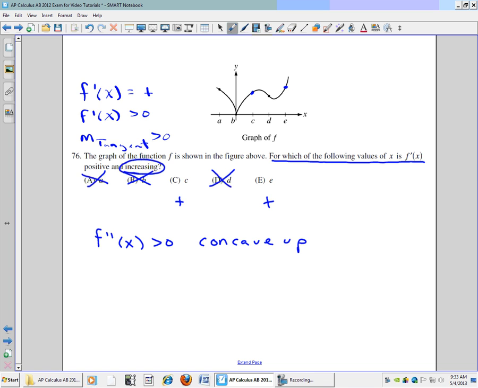And we're determining, is it concave up or concave down? Well, at point C, we see it is concave down. And that's not what we want. We want it to be concave up, so we can rule out C. And point E is concave up. So that is going to be our answer. So letter E is the answer for number 76, and that's where f prime is positive and increasing.